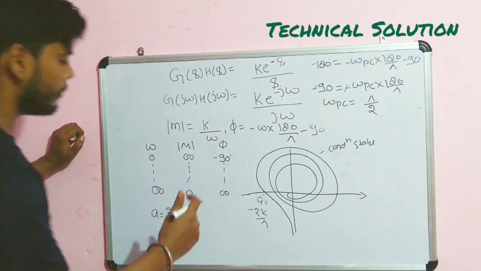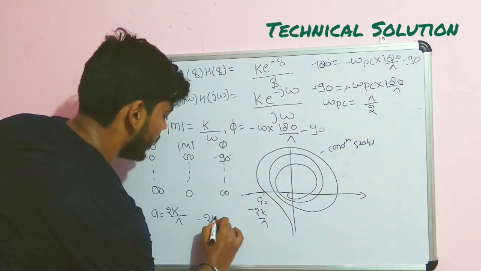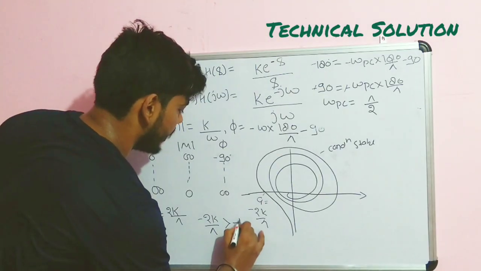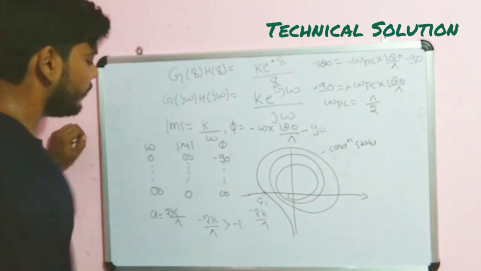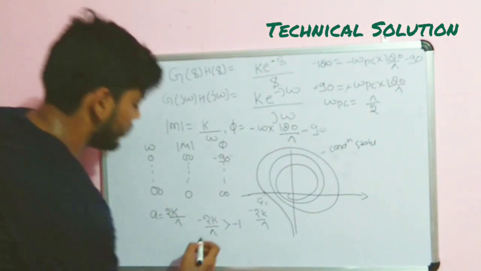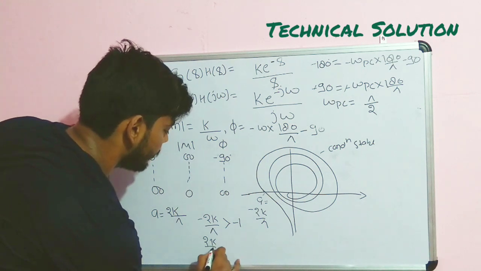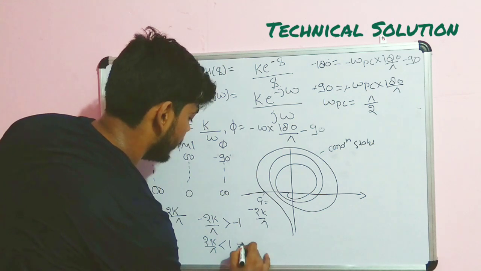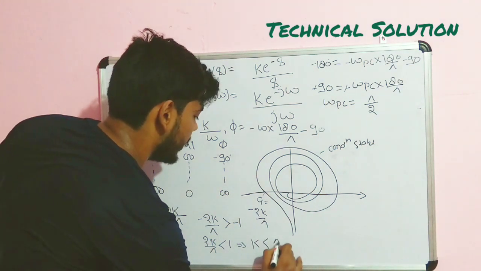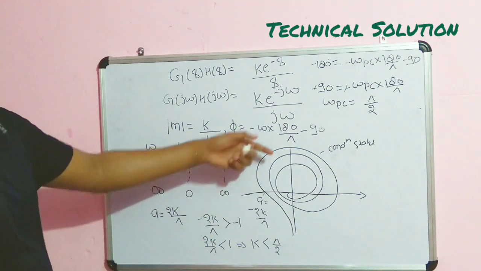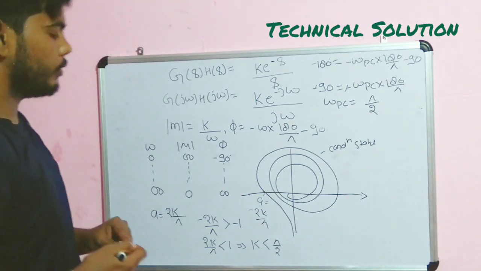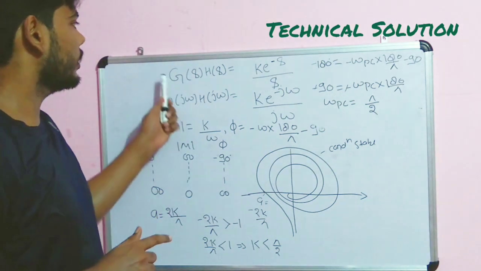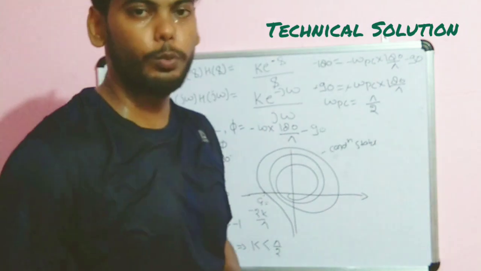For a stable system, minus twice K upon pi must be greater than minus 1. When we cancel out the negative sign, the inequality changes, so twice K upon pi is less than 1. So for K less than pi by 2, the system becomes stable. So we saw how we can draw a polar plot for this transfer function. Let's move to the next question.